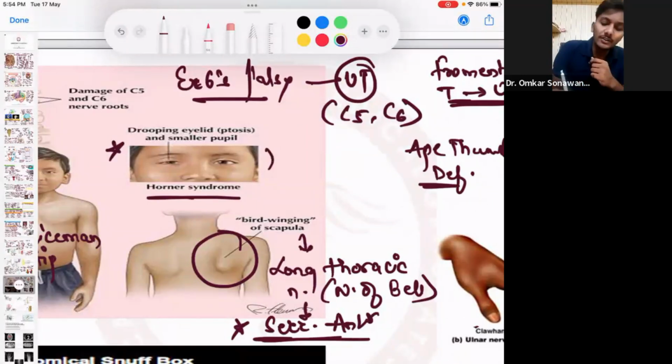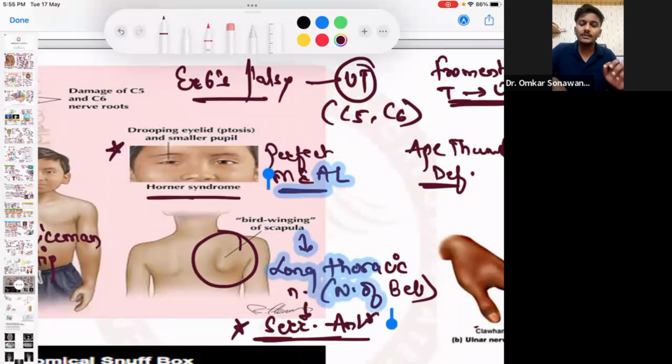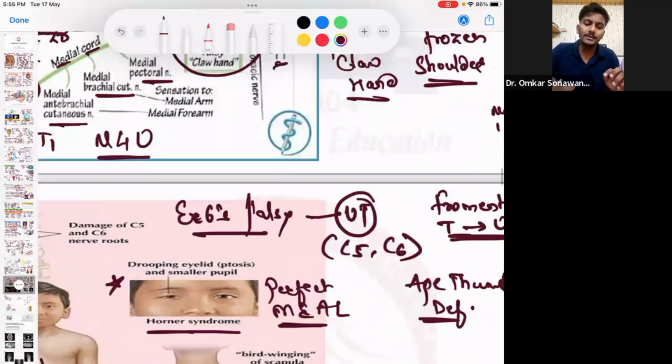Okay, and Horner's syndrome, as we know, is remembered by the mnemonic PERFECT MEAL... Jaldi se. P for partial ptosis, M for miosis, E for enophthalmos, A for anhidrosis, and L for loss of ciliospinal reflex. कोई दिक्कत नहीं है.